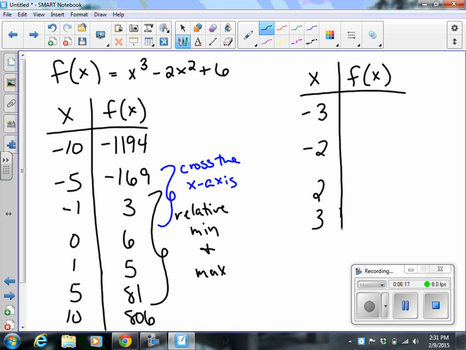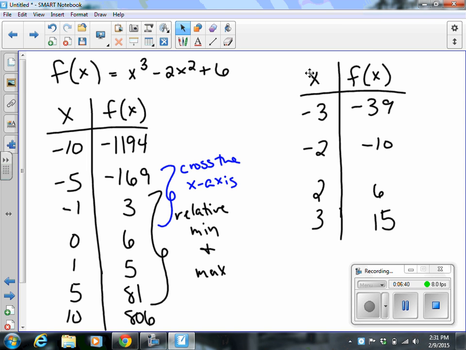So I'm adding in a couple more values. When I plug those in, I get -39, -10. For 2, I get 6. For 3, I get 15. So looking at this, I now have points that I can plot to get a better idea.